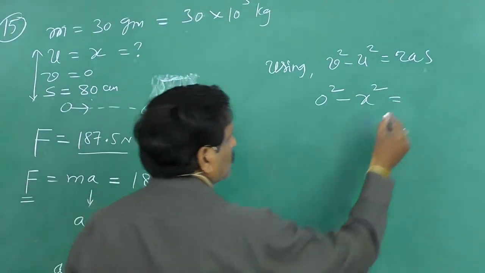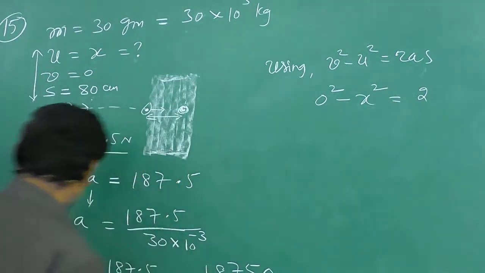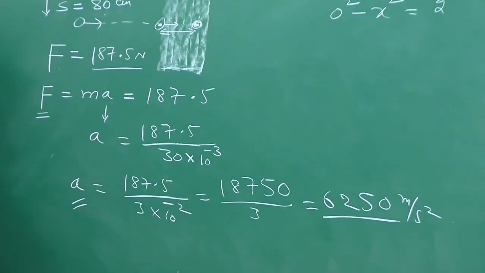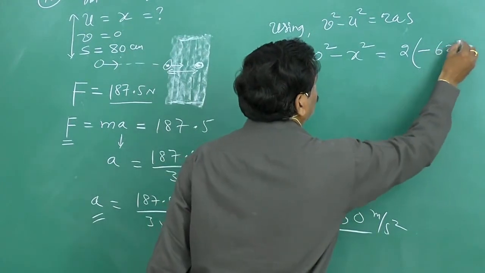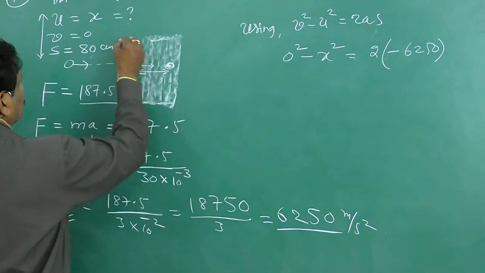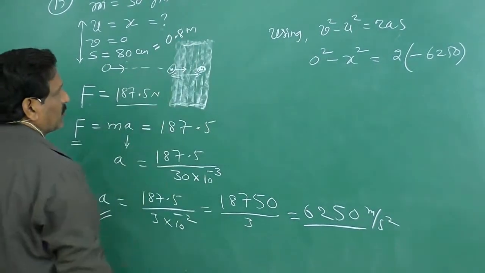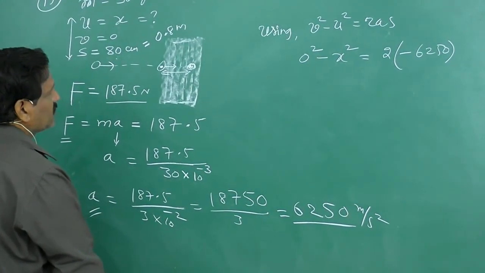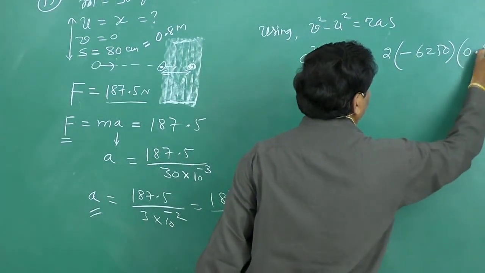This is equal to 2, here A is 6250, but this A is a retardation. Retardation means negative acceleration, so here we have to use minus 6250 into S. S is 80 centimeter, which means 0.8 meter. The centimeter should be converted into meter. So 80 centimeter means 80 into 10 power minus 2, that is 0.8 meter.